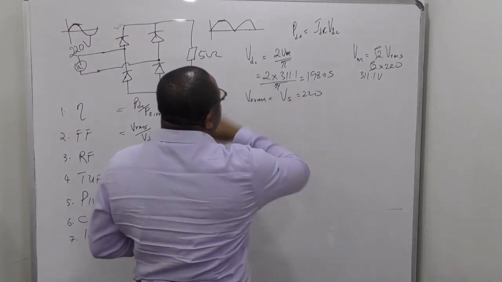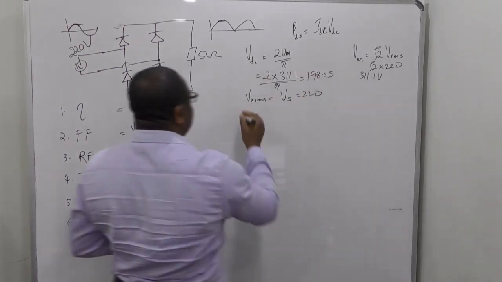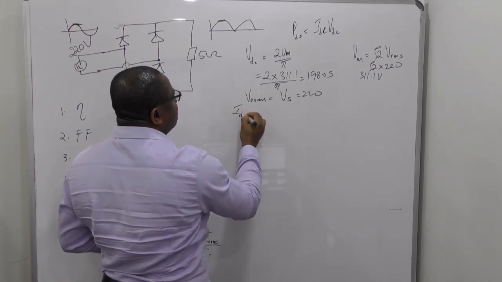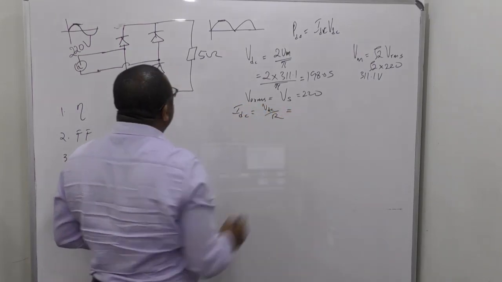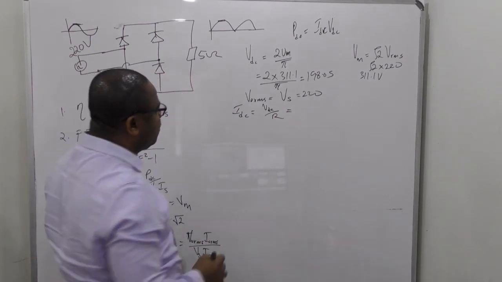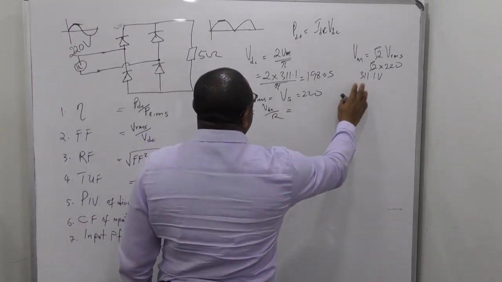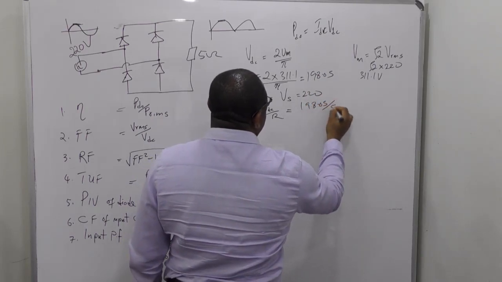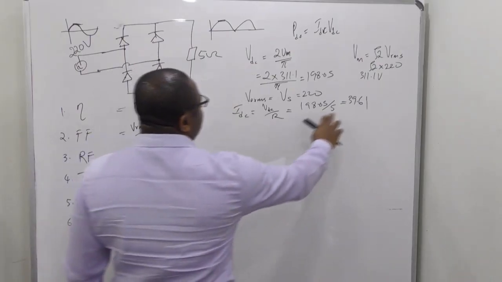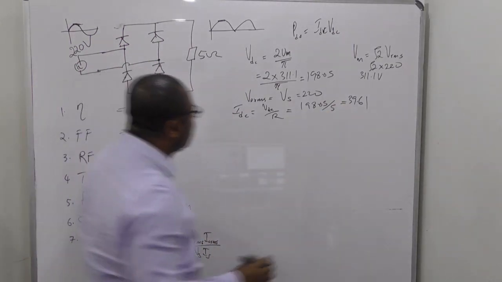Now, so we have VDC. We can also calculate IDC. Remember that IDC is VDC over R, and we have resistance 5 ohms, and we have VDC as 198.05. So you divide by 5. So you get 39.61 amps.